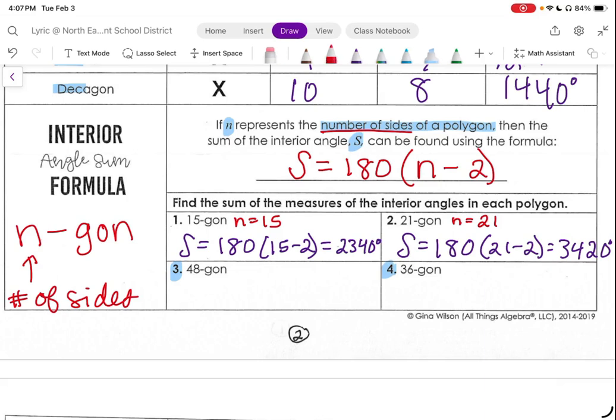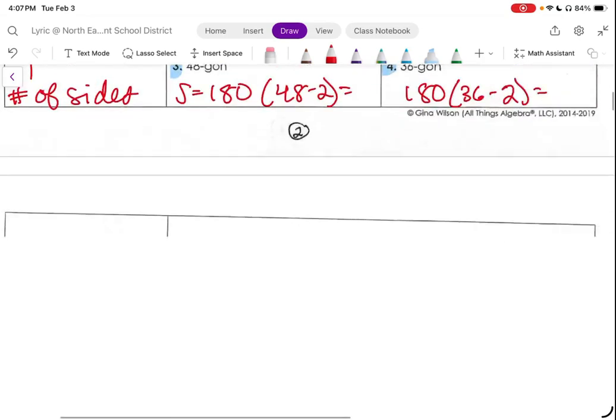All right, hopefully you did pause the video and do those problems like I asked. For this one, for the 48-gon, you should get, oh, I didn't put it in the calculator, but hopefully you did. We should have 180 times 48 minus 2. And this one is 180 times 36 minus 2. So I'm going to check: did you have those answered, or did you just copy what I put? Let's take a look at the next page.